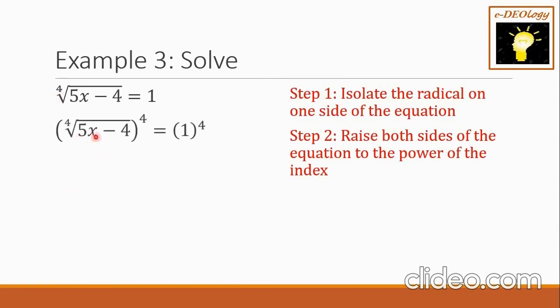So the fourth root of the quantity 5x minus 4 is now raised to 4, and on the right side the 1 is raised to 4. And then on the left side we can cancel now the big radical sign along with that exponent 4. The radicand 5x minus 4 comes down here. On the right side, the 1 raised to 4 is equal to 1. Then we will go to step 3 to solve the new equation.